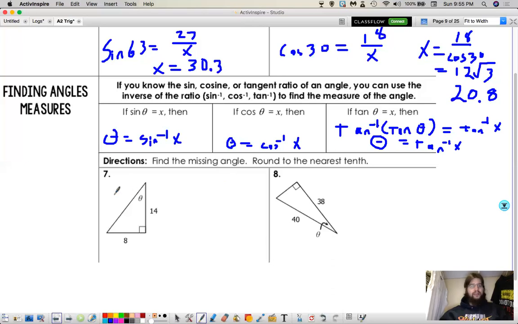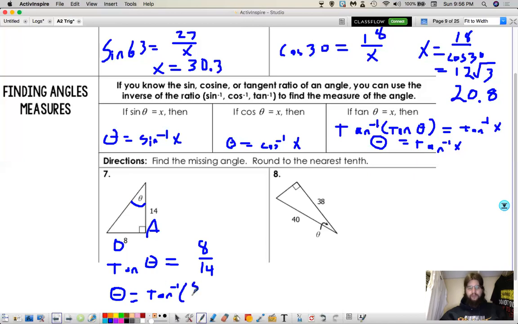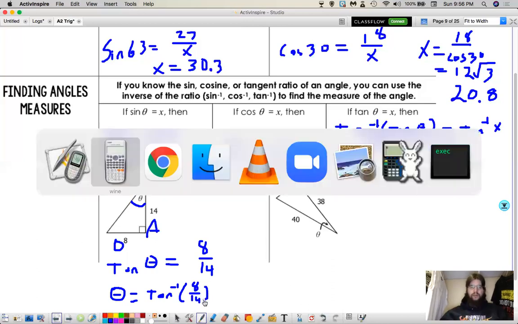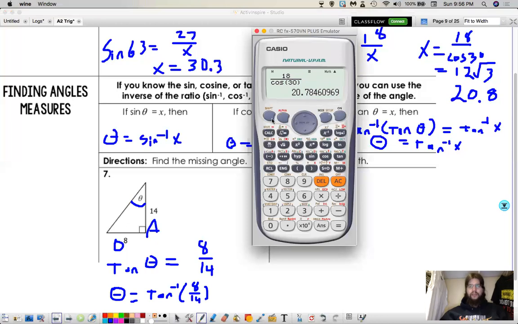Oh, hey, look, we can do Pythagorean theorem, find the side, right? Who cares? We're not looking for the side, we're looking for the angle. Opposite, adjacent, better be using tangent. Tangent of theta, my angle, equals 8 over 14. Theta, all I have to do is tangent inverse on the other side of my equation, 8/14. Take a calculator, get an inverse.